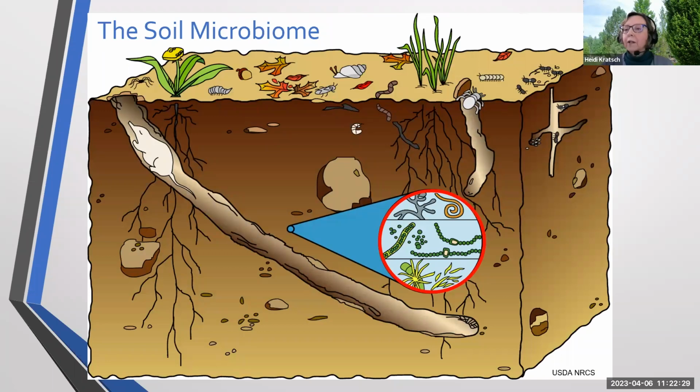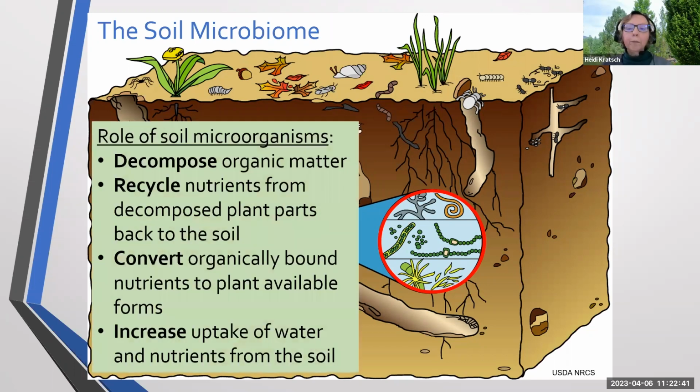So just as our gut has a microbiome, we're all talking about our gut microbiome these days, our soil also has a microbiome. These microorganisms play an important role in decomposing organic matter, and they release nutrients from the dead and decaying plant parts. They convert these organically bound nutrients to plant available forms so trees and other plants can take up those nutrients. And they help to increase the uptake of water and nutrients from the soil.